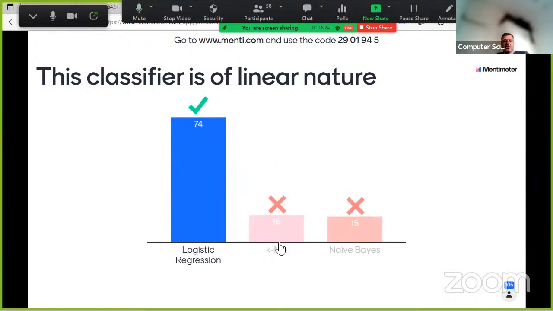So we have just seen that KNN and Naive Bayes are not linear. We only have logistic regression, which is linear.